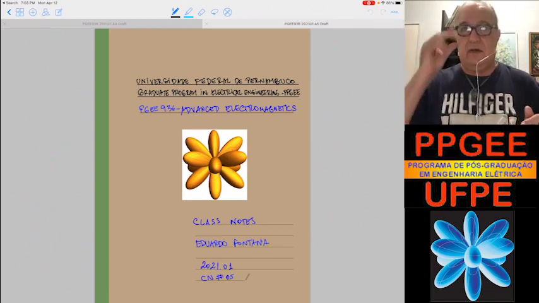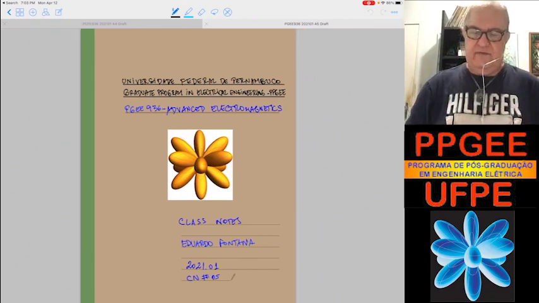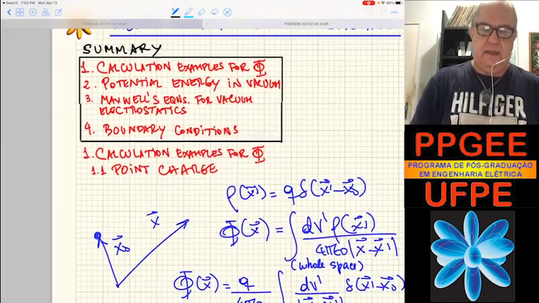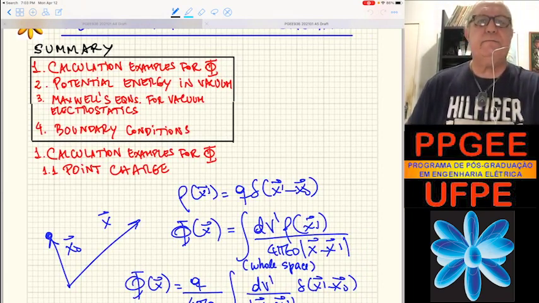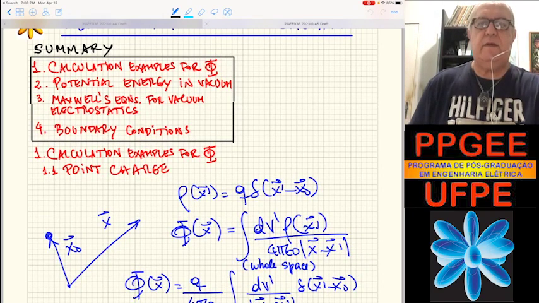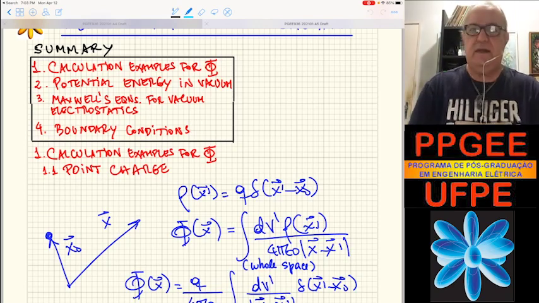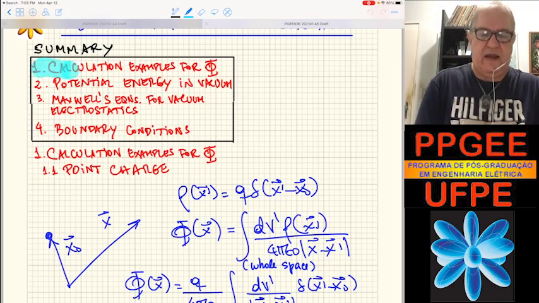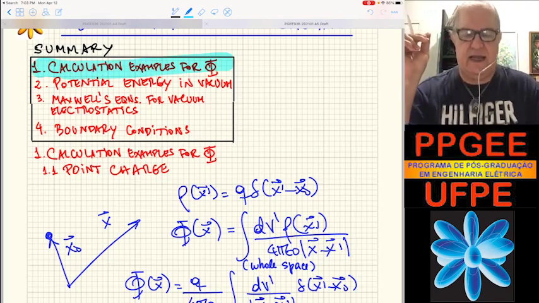Now we are going to start our lecture number 5. And our plan for today is this one here. We are going to just position my class notes here. We're going to do some examples of calculation of the potential function directly from the integral expression we derived in lecture number 4.